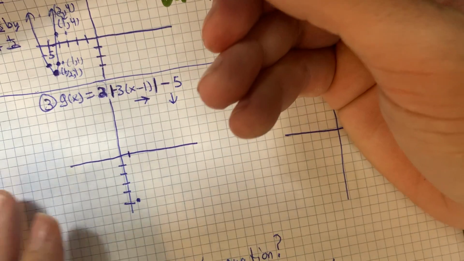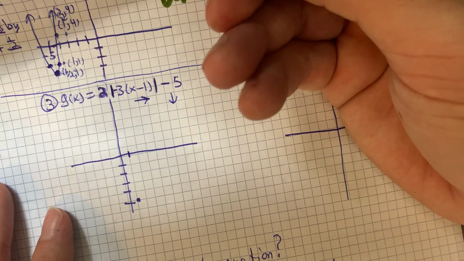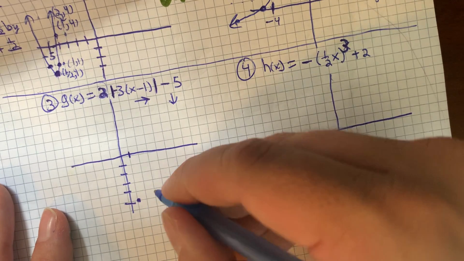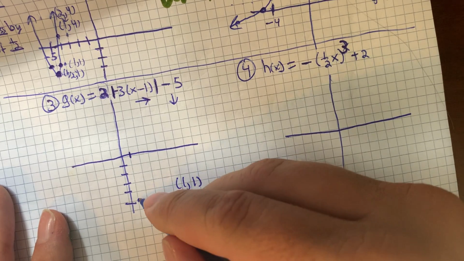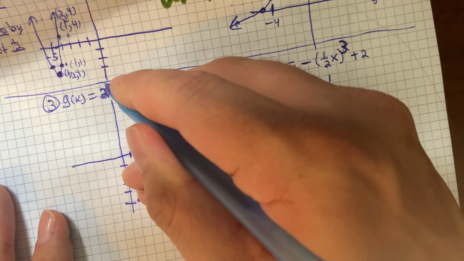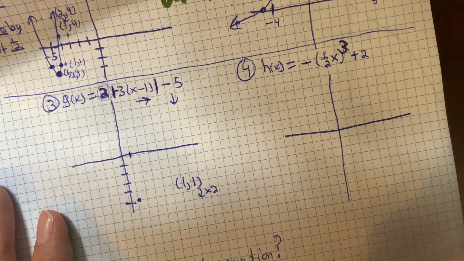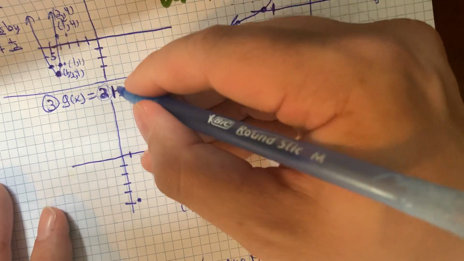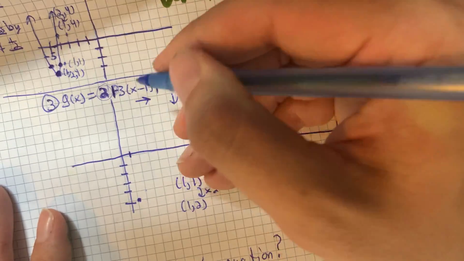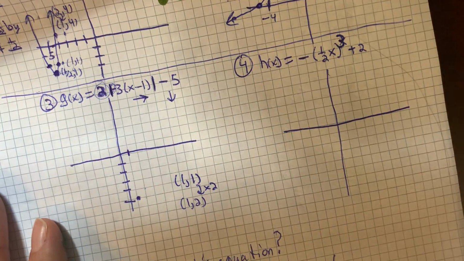This 2 is doing what? Well, it's vertically stretching by a factor of 2. So normally the point 1, 1 would be 1 over and 1 up. Vertically stretching by a factor of 2 multiplies the y value by 2. So that would be like if it was at 1, 2. Okay? What does this negative do on the inside?